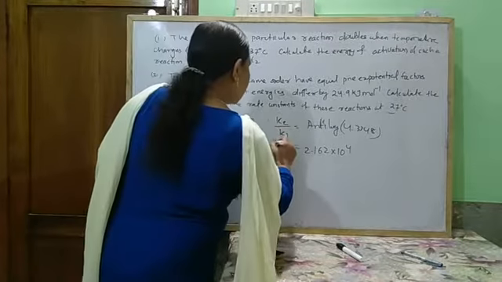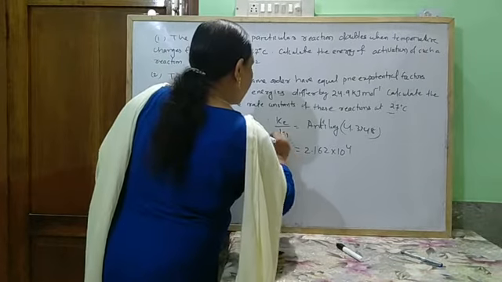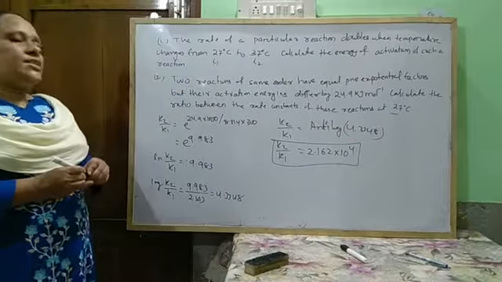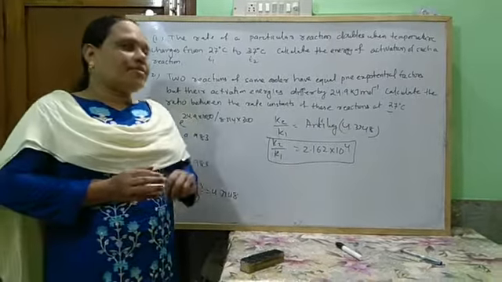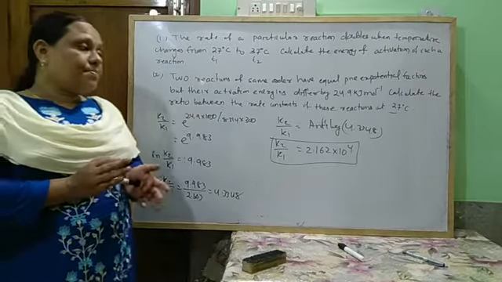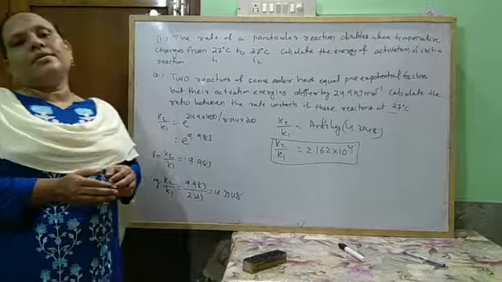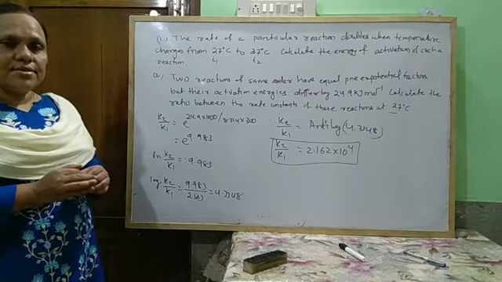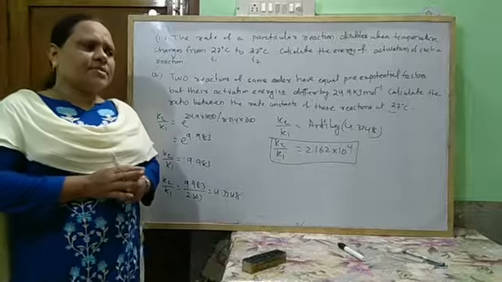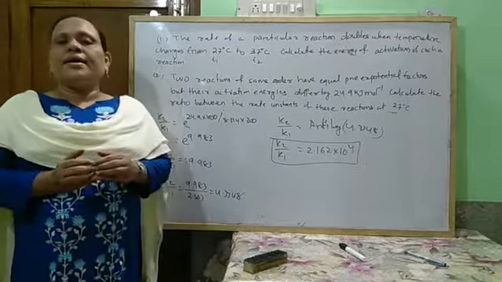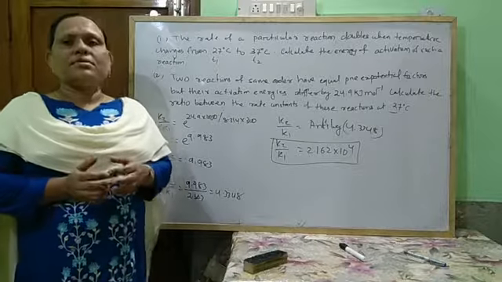So this is the ratio of rate constants of two reactions. This is the ratio of rate constants of two reactions which have the same pre-exponential factor and the same order of reaction at 27 degrees Celsius. So these are some examples and you will solve this type of problem, and later we will discuss some other questions.